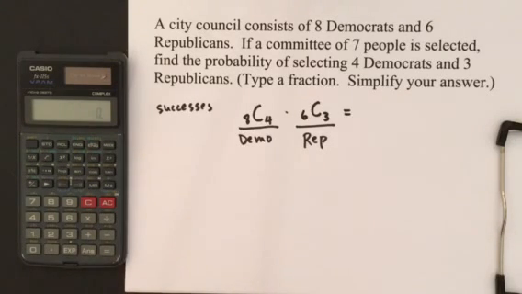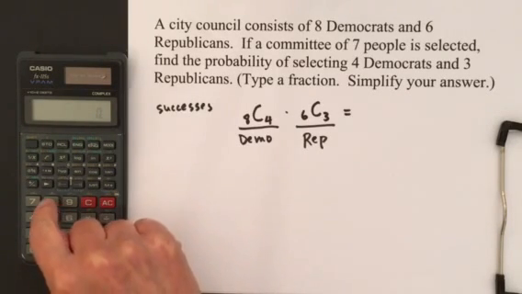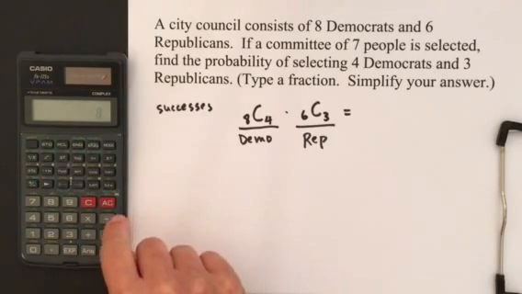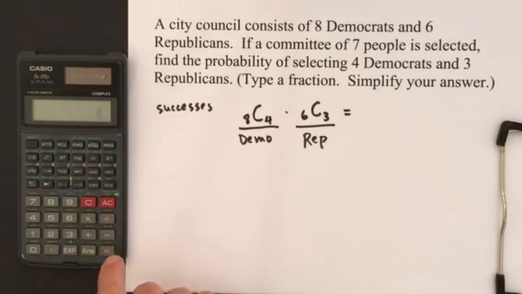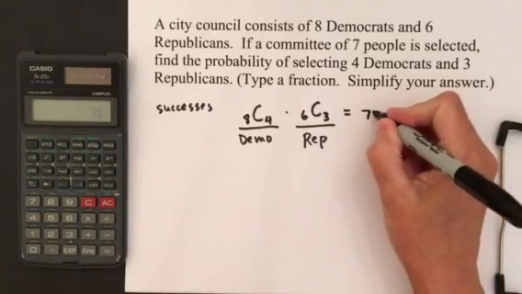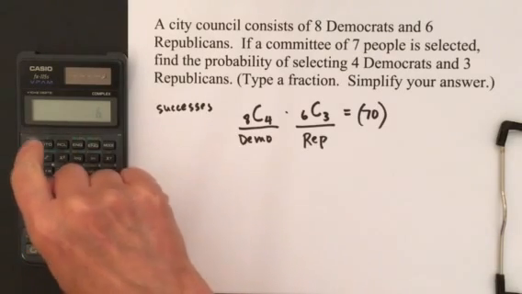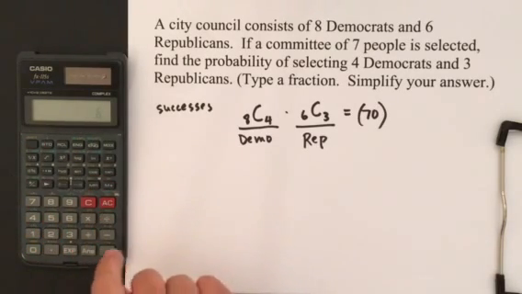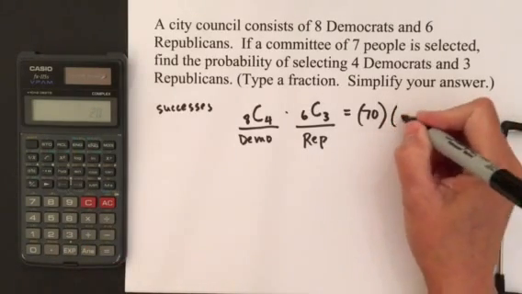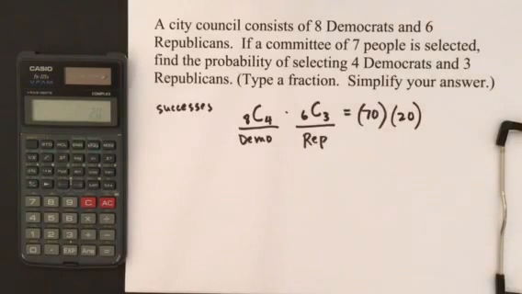On the calculator, I'm going to use the combination key. I'll put in 8, shift, I'll press the NCR, put in 4, press equals, and I get there are 70 ways to select 4 Democrats from 8 Democrats. For the number of Republicans, I'm going to put in 6 Republicans, shift, select the combination key, put in 3, press equals, and there are 20 ways to select 3 Republicans from 6 Republicans.